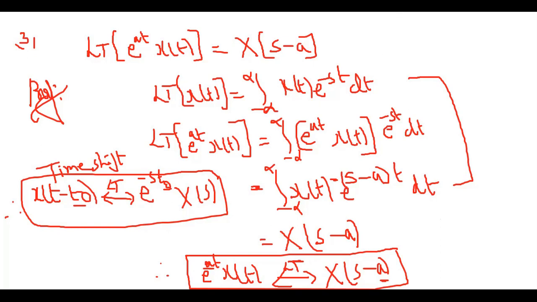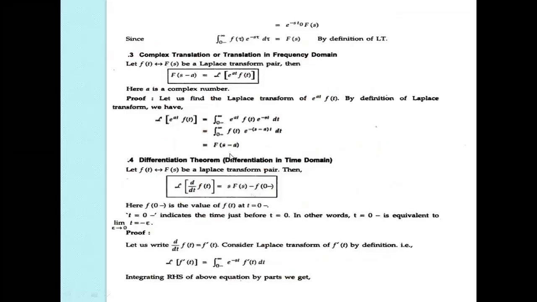Now, third example, same thing. Complex translation, or translation in the frequency domain: e power at f of t, e power minus st dt, f of t into e power minus, you can take as a common term, (s minus a) into t. As the definition of Laplace transformation, it is F of s, but instead of s here, s minus a.